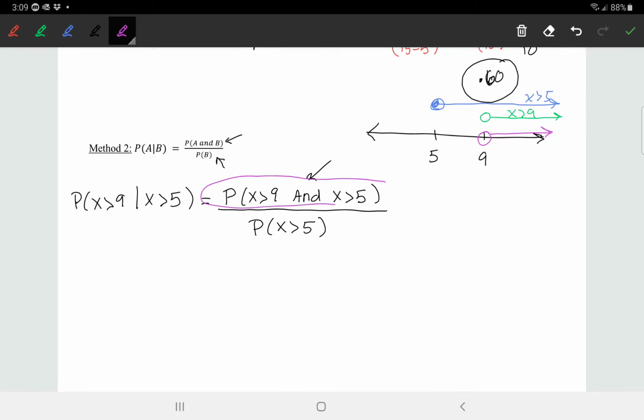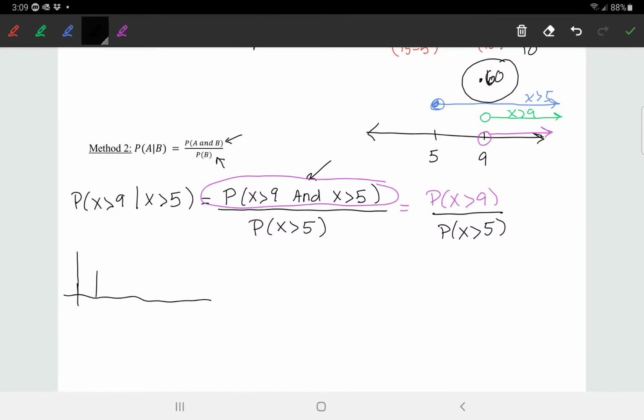So we can simplify this entire statement and say the probability of x greater than 9 and x greater than 5, that's really the same thing as the probability of x being greater than 9. And we divide that by the probability that x is greater than 5. Okay, so let's just draw these out then. The probability that x is greater than 9. Again, here you keep the original sample space. So we are looking for this portion here.